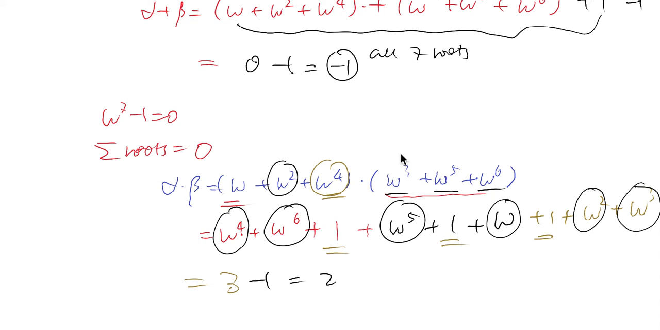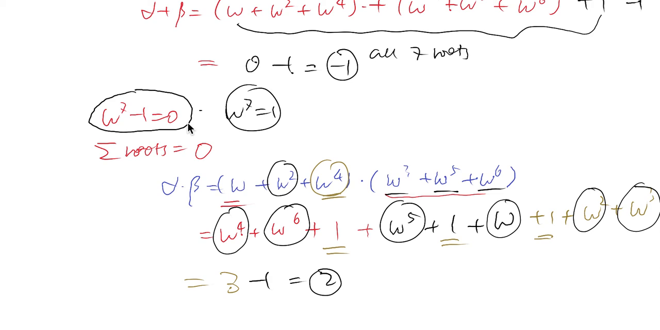Do we need to justify why we minus 7, or can we just do it? You don't need to justify it, because w to the power of 7 minus 1 equals 0. So w to the power of 7 equals 1. If you want to write one more step, you can do that. But other than that, every single time you see w to the power of 7, you can just reduce it to 1. So alpha multiplied by beta equals 2.